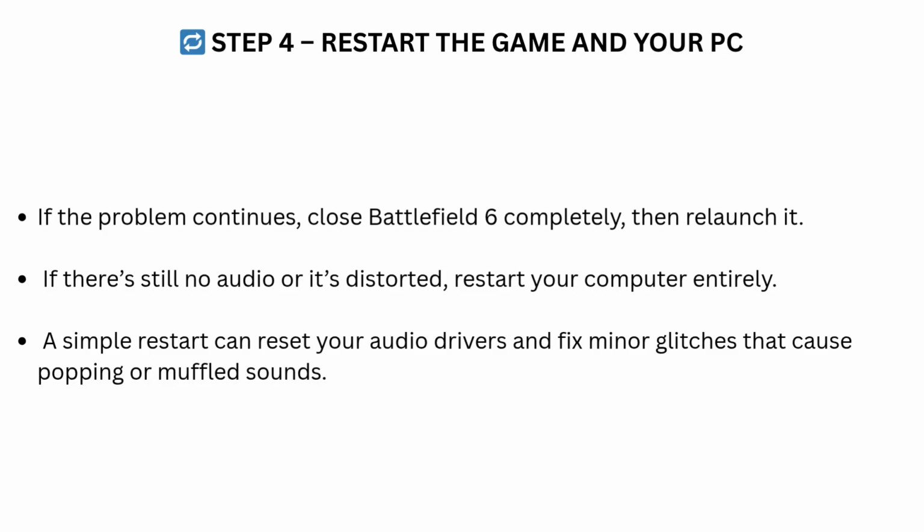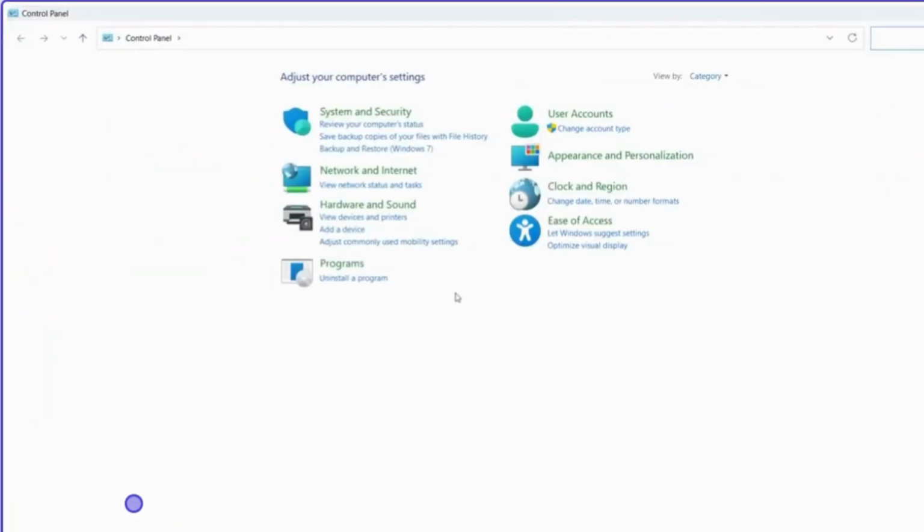Step 4. Restart the game and your computer. If the issue continues, close Battlefield 6 completely and then reopen it. If there's still no sound or it's distorted, restart your PC. A simple reboot can refresh your audio drivers and fix minor glitches causing static, crackling, or muffled sound.